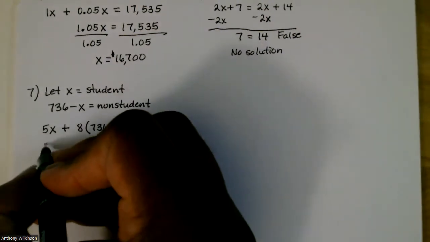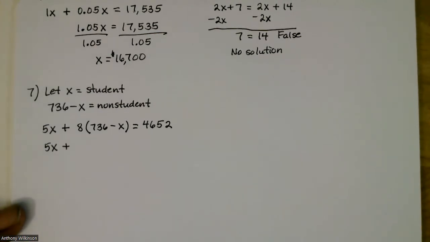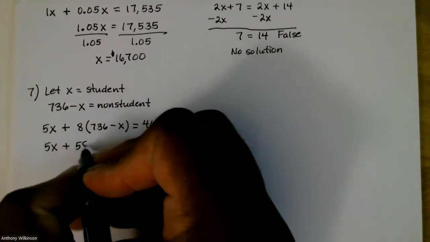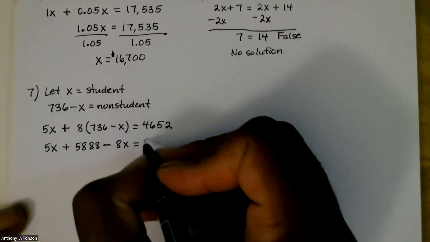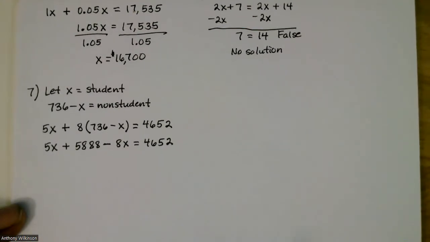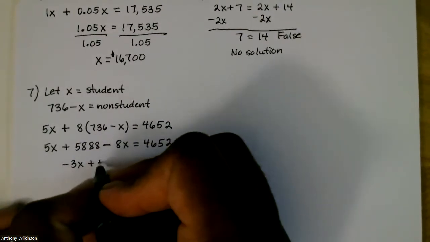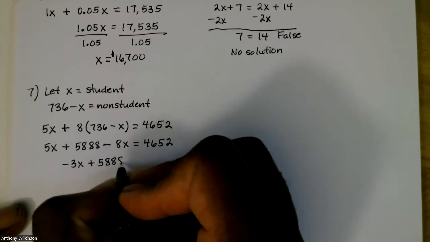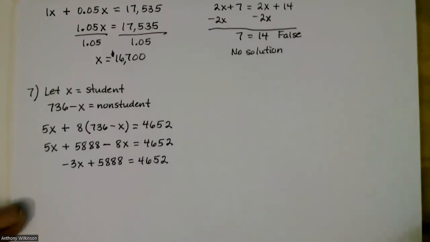Okay, so now bring down the 5X and then distribute the 8 over 736 minus X. So it'll be 8 times 736, which is 5,888, minus 8 times X, which is 8X, is equal to 4652. Now, combine like terms, 5X minus 8X is negative 3X plus 5,888. That's equal to 4652.